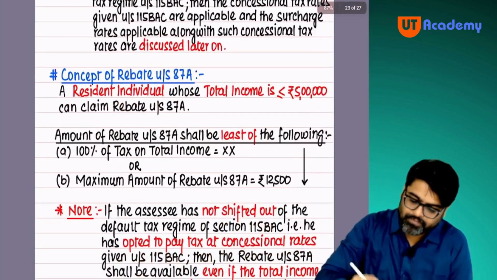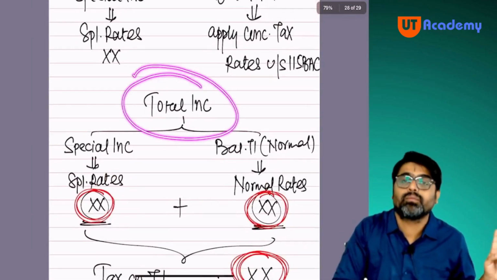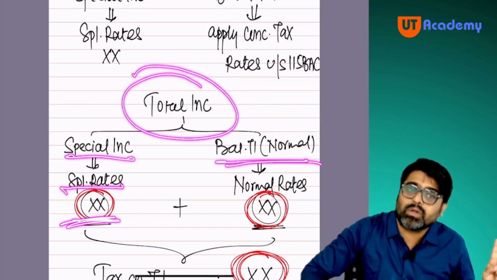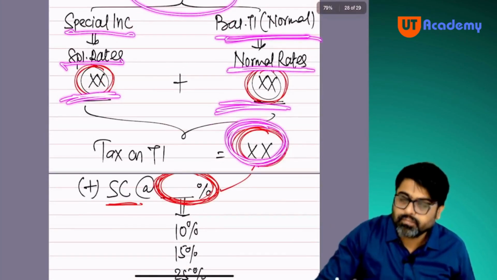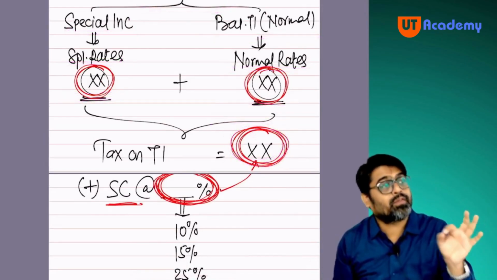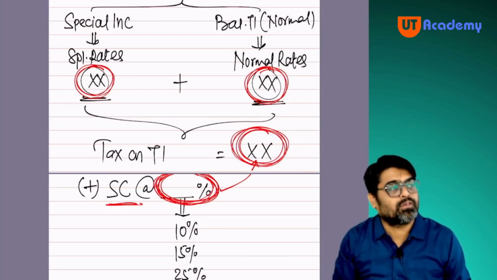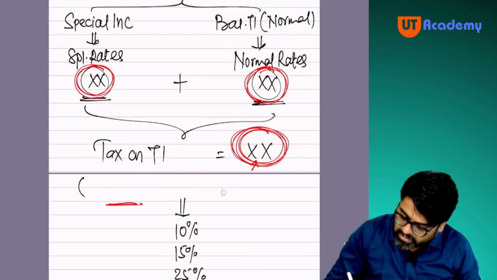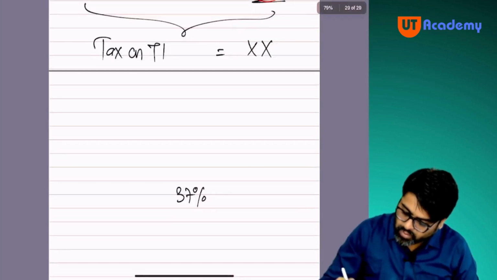Okay. Now pay attention. See, this entire thing. What did you do? Special income, special rate, you get the tax. Balance total income, normal rates, you get the normal tax. What did you get? Will surcharge always come, or only if the total income is more than 50 lakhs? What if your total income is not more than 50 lakhs? Will you add any surcharge? So let's assume that your total income is not more than that. So there will be no surcharge added here.